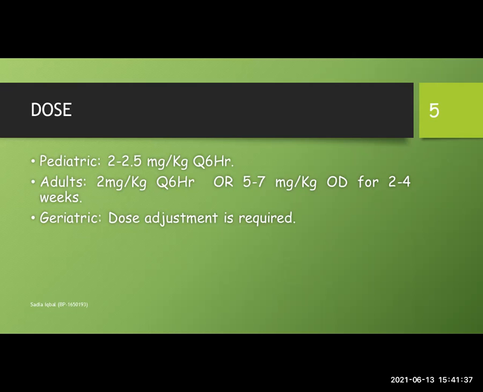In the geriatric population, dose adjustment is required, and also in the case of a renally compromised patient, dose adjustment is needed according to the creatinine clearance of the individual. Dose adjustment is needed because this antibiotic has the potential to cause nephrotoxicity. It damages renal cells. Gentamicin starts accumulating in the body because it is excreted only by the kidney.